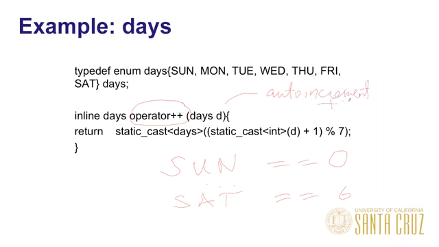Now, why did we choose the auto-increment operator? The auto-increment operator, when used on integer types, changes the value by 1. So if we had an integer type that was 100 and we auto-incremented it, we would get 101. Or if it was 107, we'd get 108. And here we want the same behavior.